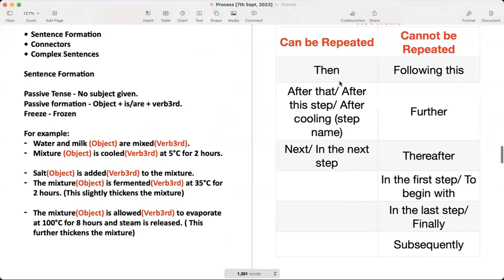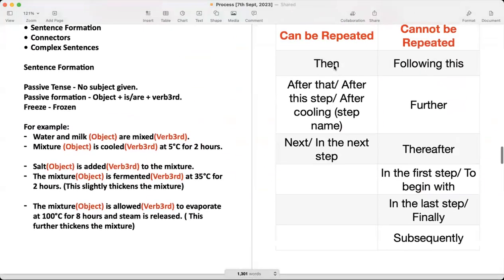Okay. So I have divided the connectors into two brackets, one which cannot be repeated, one which can be repeated. Let's first look at the ones we can repeat. Then is a common word, you can repeat it. I don't mean repeat it back to back, like then and in the next sentence again then. You can use then once, and after some time, after 2-3 sentences, you can again use the connector then, but have a gap. After that is also a connector that you can write. Instead of writing after that, you can write after and the name of the step. After cooling, after filtration, after mixing, anything, you can do it like that also.